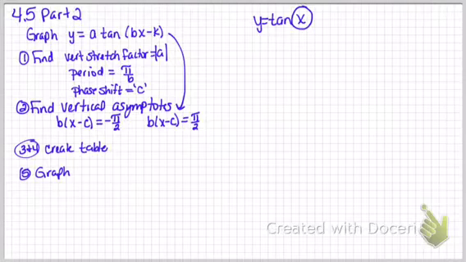Then steps 3 and 4 basically tell us we're going to create our table. We're going to do our table just like what we did with the other tables. We're going to take the first point, which we're going to know because that's what we're finding when we take the b, set that equal to negative pi over 2. And we're going to take the last point that we're going to know, which is where we set that equal to positive pi over 2. And then we're just going to create our intervals in between them. And in step 5, it says to graph. So let's try this in example 1.